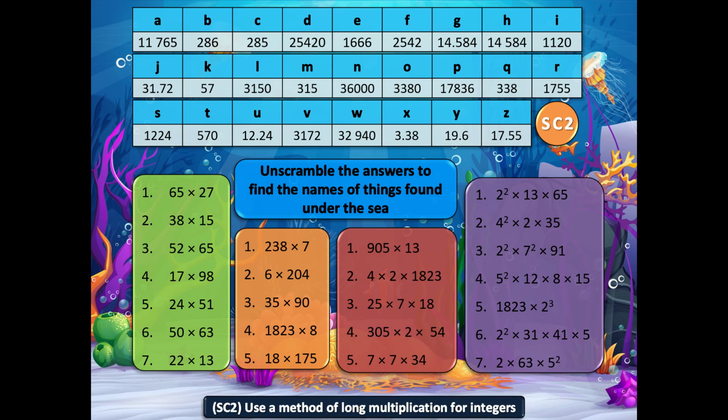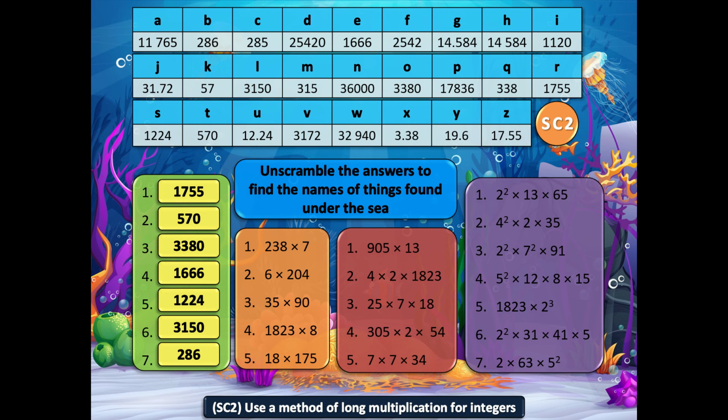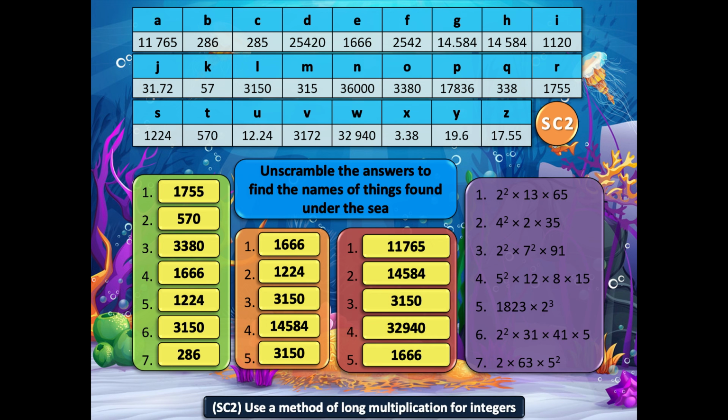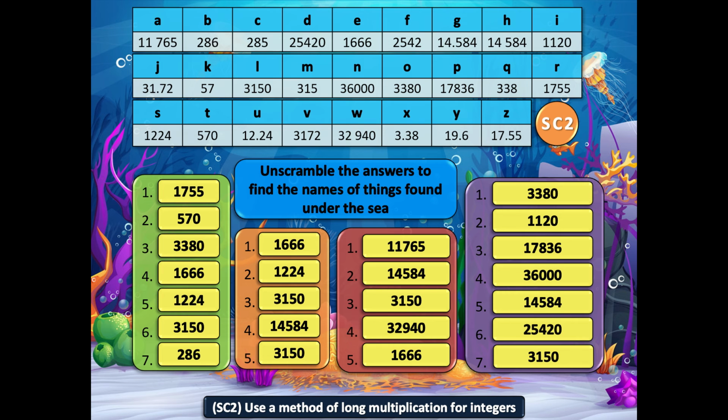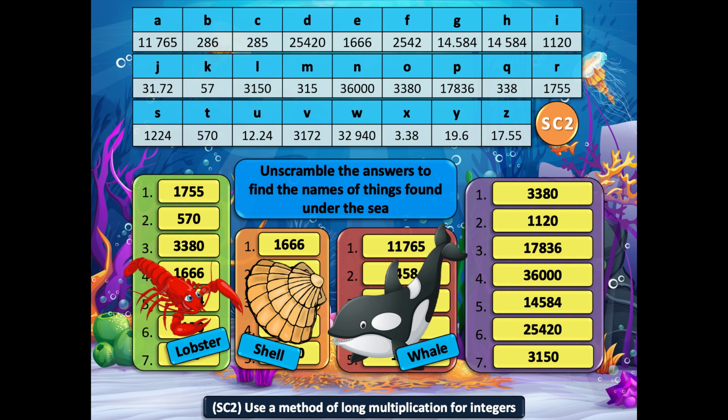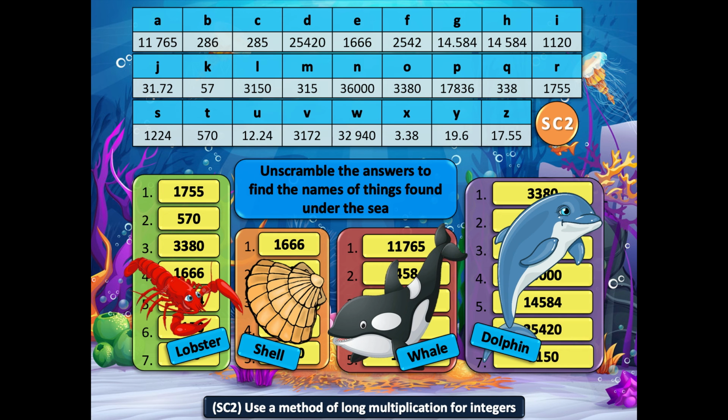Here are your answers. So there's your green answers, there's your amber answers, there's your red answers, and there's your purple answers. The green's made lobster, the amber's made shell, the red's made whale, and the purple's made dolphin.